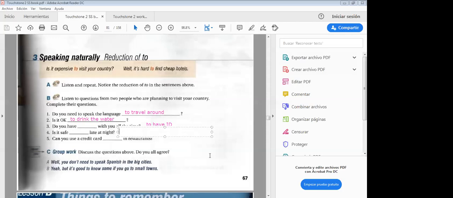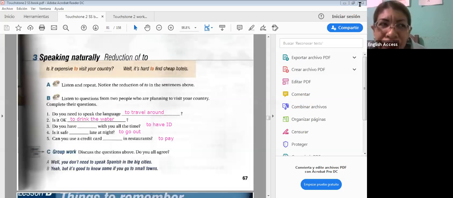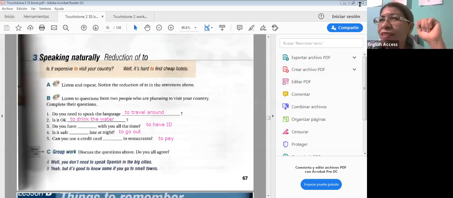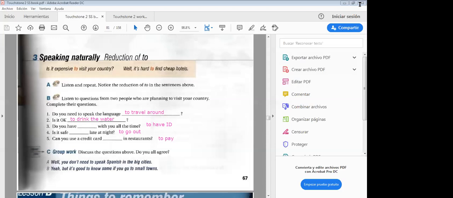Do you have to have ID with you all the time? Can you repeat the question, please? Do you have to have ID with you all the time? Teacher, I don't understand this question. Do you know what an ID is? Do you remember that? ID? Your ID, your identification. Oh, yes. No, I don't have ID.